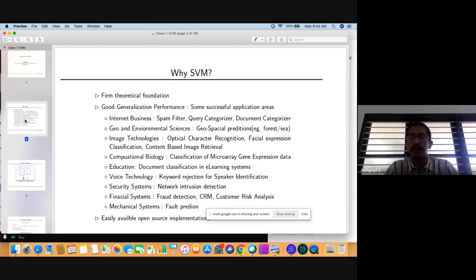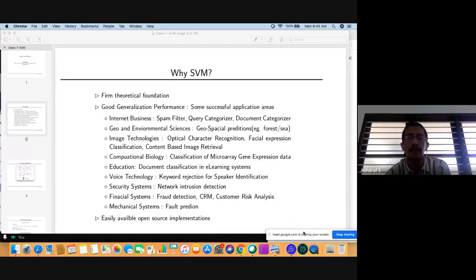Some of the successful application areas you can read through. It ranges from internet businesses to financial systems. People have applied support vector machines in various categories of problems. This is not an exhaustive list. This is a list that I prepared maybe a few years back. Every other day, a new application area gets added to this very interesting machine learning paradigm.